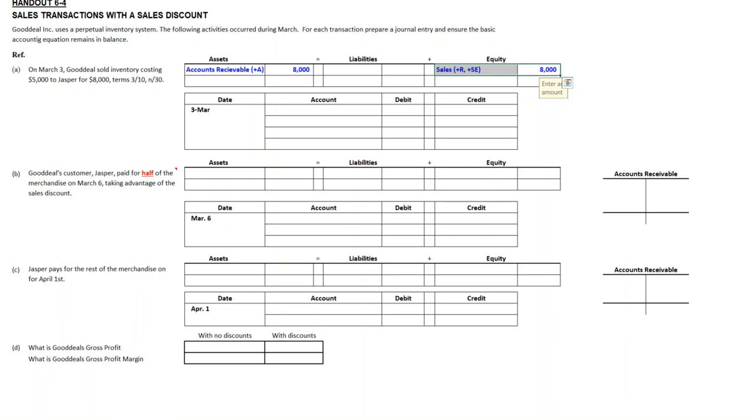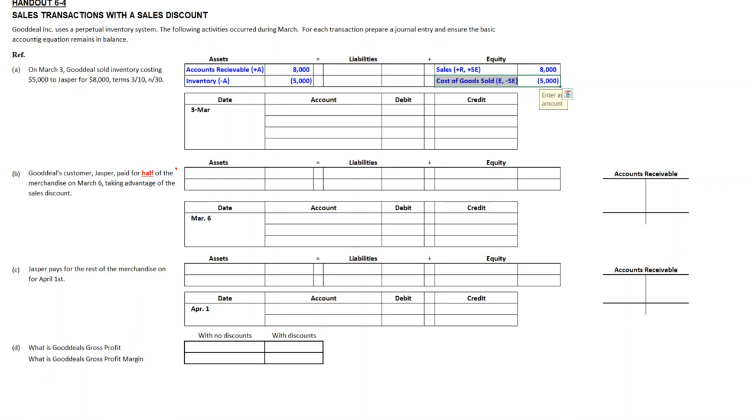We've got a decrease in inventory. We've shipped them off $5,000 worth of inventory. And the matching principle says we want to record that cost as an expense in the same period as a sale. So we record an expense, cost of goods sold, which will decrease stockholders' equity.